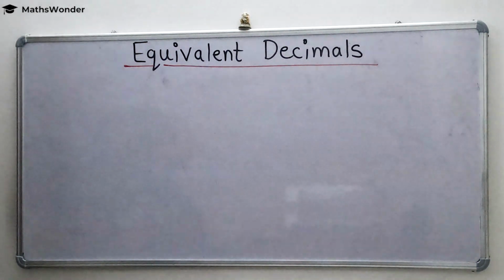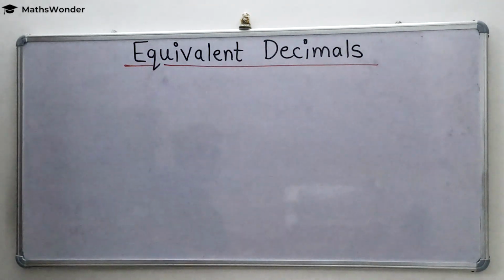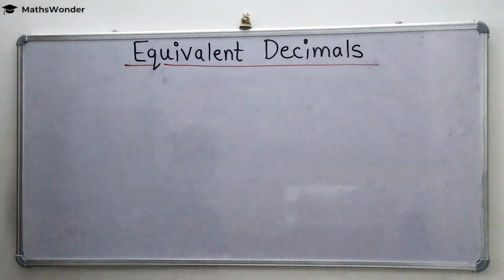Now this is the equivalent decimal. What is the meaning of equivalent? Equivalent means equal values. Okay, the meaning is equal values. Now come to the point. Equal values, how will you write it?